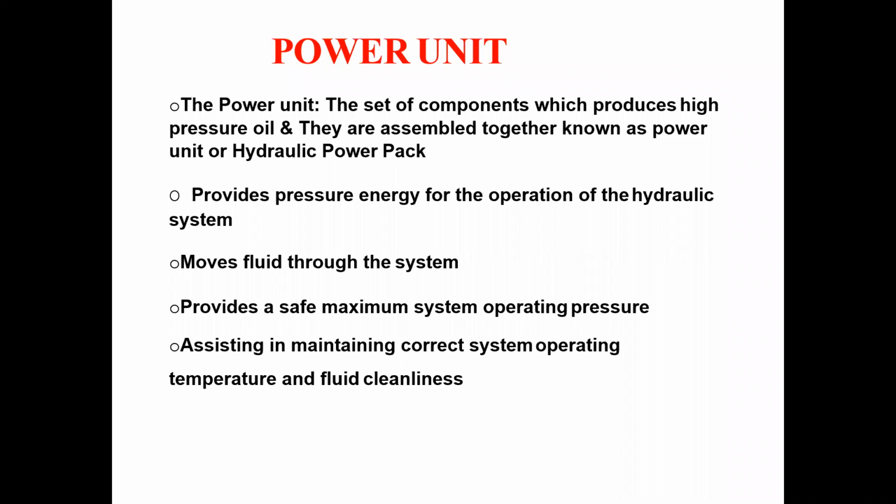Components which produce motion are cylinders and motors. They are an integrated part of the machine, are fitted to moving parts of the machine and are unique for a specified machine. But the components which produce high pressure oil are universal. Hence they are assembled together as a single unit and made available in the market with the name hydraulic power pack.